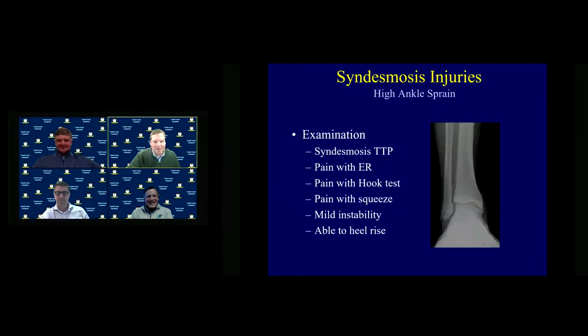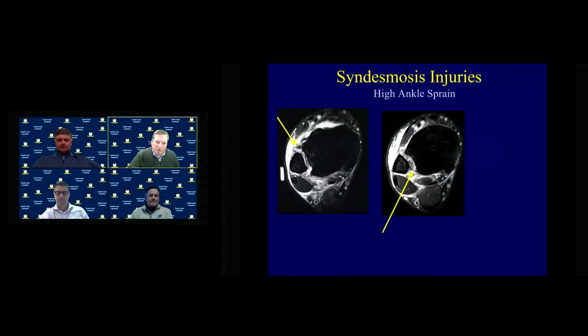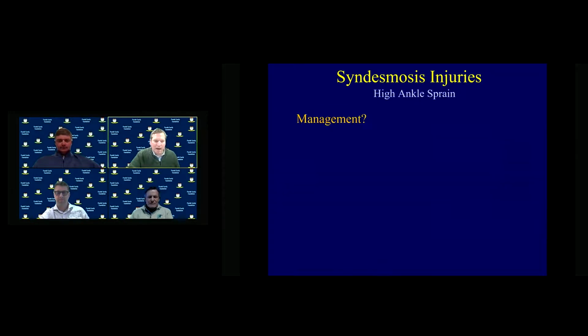So this was the injury. He had tenderness of the syndesmosis, pain with external rotation. He didn't have a lot of instability, and he was able to do a heel rise. So he didn't go back to that game. We got an MRI: anterior ligament out, posterior ligament had a little bit intact. Deltoid, not bad, not a complete injury. Definitely some strain there, but we saw fibers that were intact.